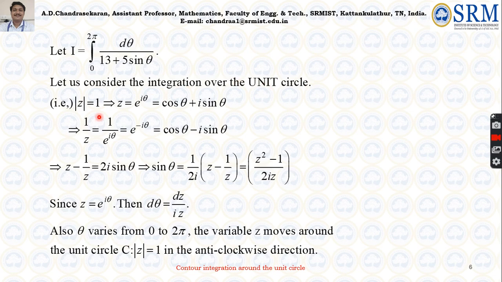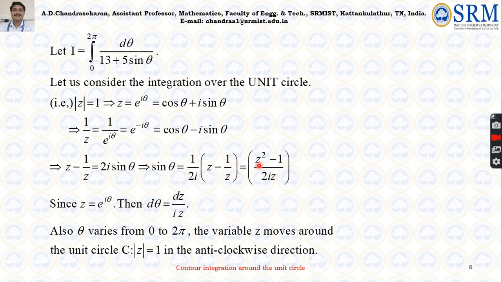The same idea: mod z equals 1. So we get z equals cos theta plus i sin theta, and 1 by z is cos theta minus i sin theta. This time I need sin theta only, so let us subtract. We get z minus 1 by z equals 2i sin theta. So sin theta is equal to 1 by 2i into z minus 1 by z.